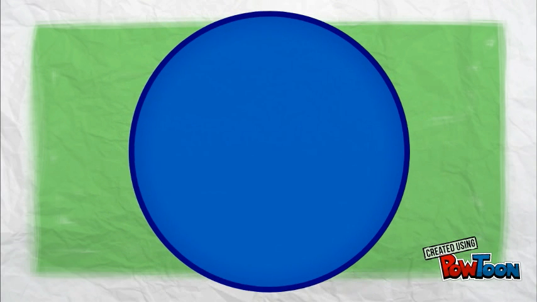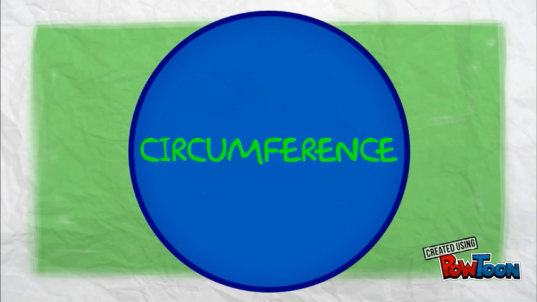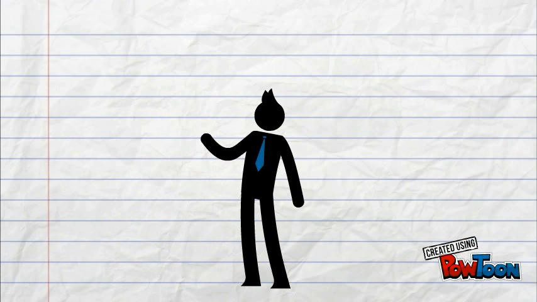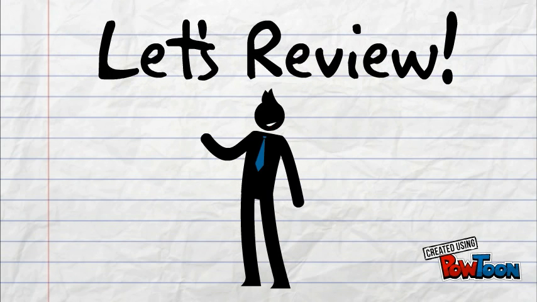And now, let's get to know the last part of the circle, which is the circumference. Circumference is the total linear distance of the circle. We already know the 7 different parts of the circle. And now, let's take a review.